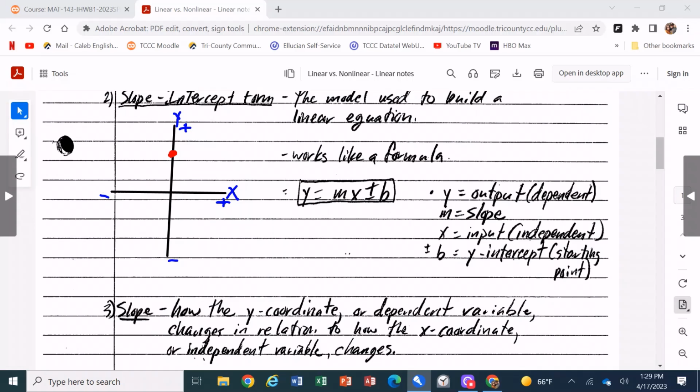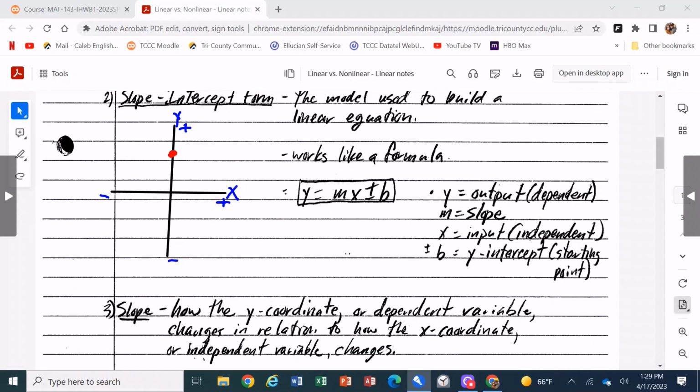Now, to make a line, you only need 2 points. That's it. You only need a minimum of 2 points. The thing is, you start with the y-intercept because it's the most important point. It's the one you start with. And then you follow the slope to find the second point. And we'll talk more about that here in a bit.